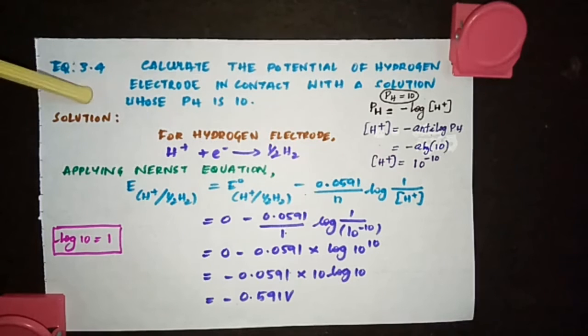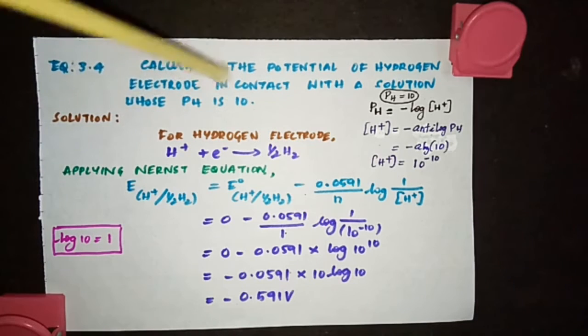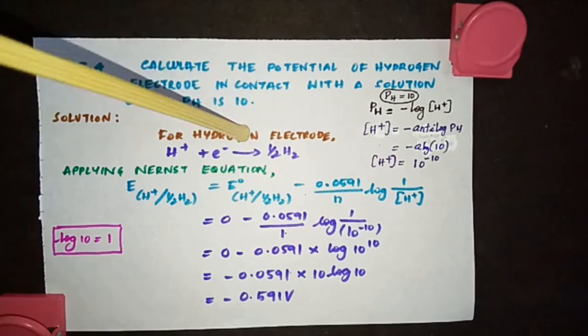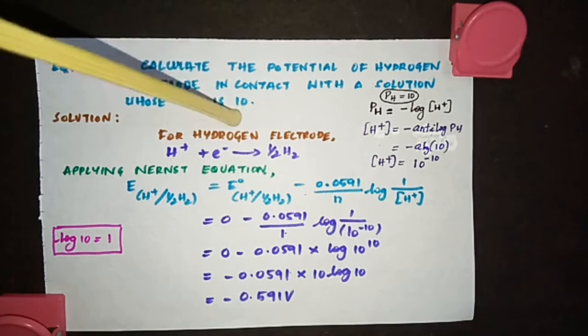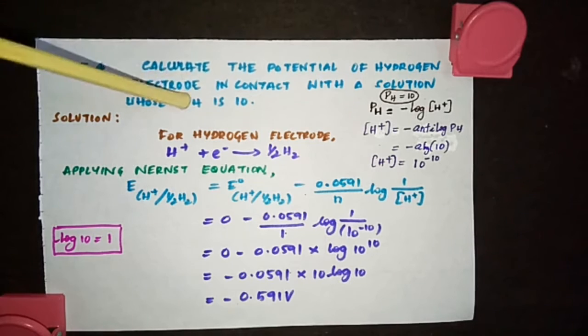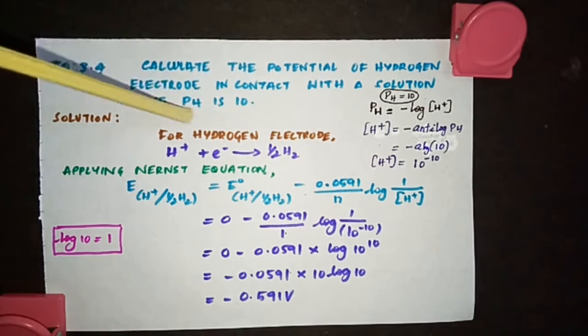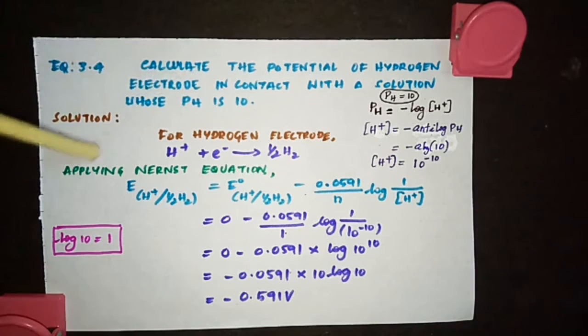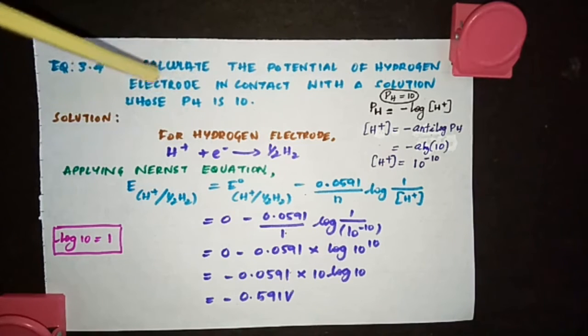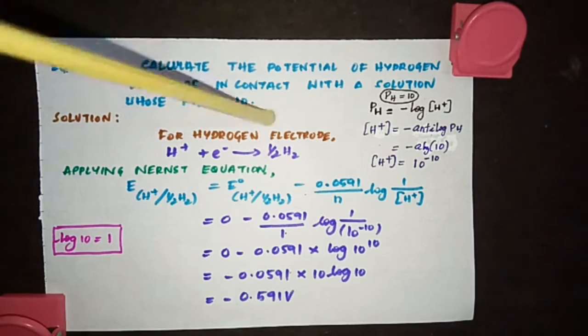Now this is an example question given in your textbook, 3.4. Calculate the potential of hydrogen electrode in contact with a solution whose pH is 10. So they are asking you to calculate the E value of this hydrogen electrode which is in contact with a solution, and they didn't give you the concentration of that solution. Instead they have given you pH. So to calculate the electrode potential, you need the concentration.